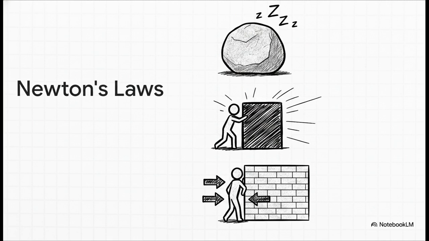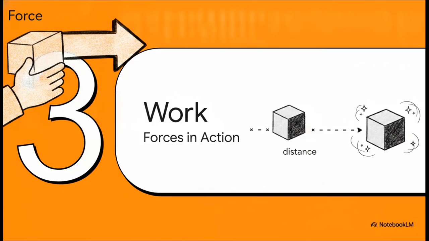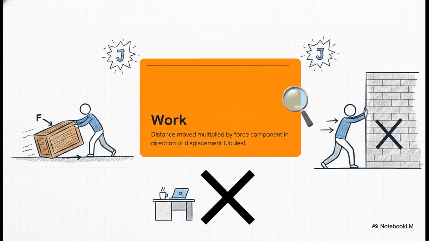And the third law, it's the great equalizer. Every force has an equal and opposite reaction force. If you lean against a wall, that wall is pushing back on you with the exact same amount of force. Crazy, right? Let's keep building on this in section 3, work, forces in action. So we have a force. But what happens when that force actually moves something over a distance? Well, that's work. Work is the bridge between applying a force and seeing a physical result.